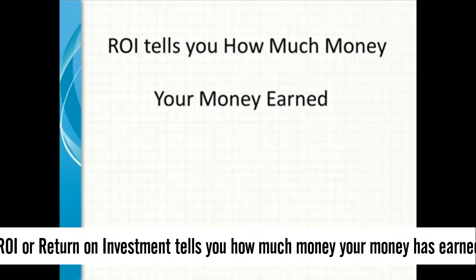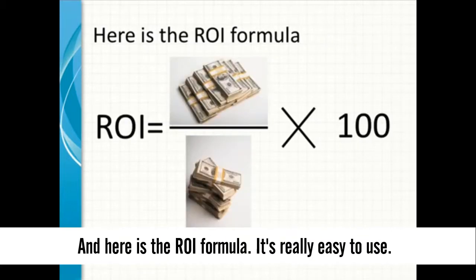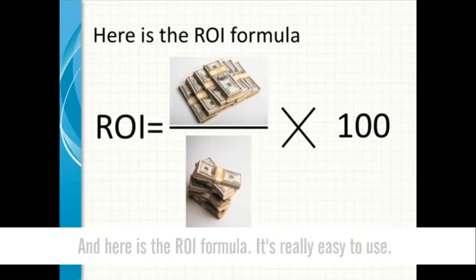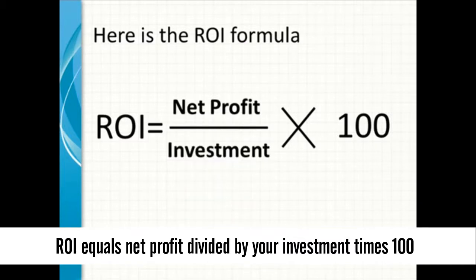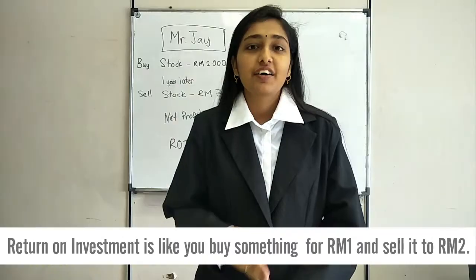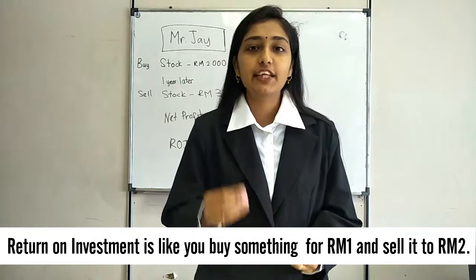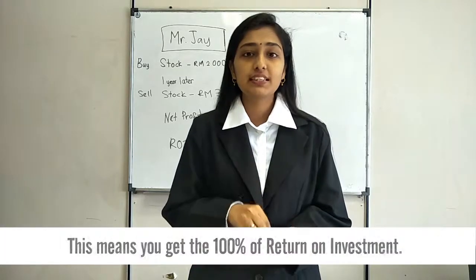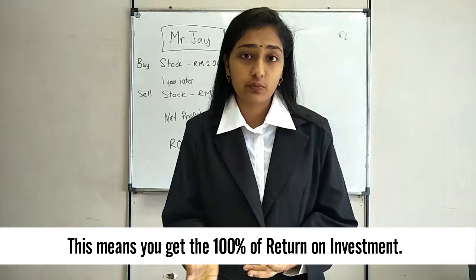ROI, or return on investment, tells you how much money your money has earned. And here is the ROI formula. It's really easy to use. ROI equals net profit divided by your investment, times 100, and it's expressed as a percentage. Return on investment is like when you buy something for 1 ringgit and sell it for 2 ringgit. This means you get 100% return on investment.